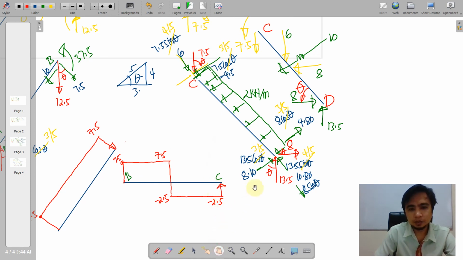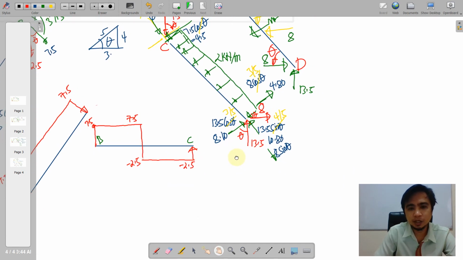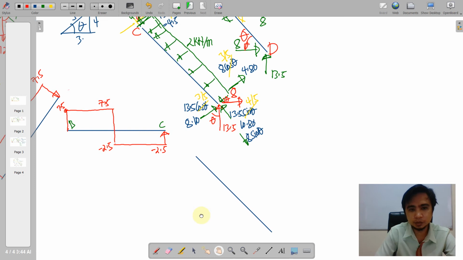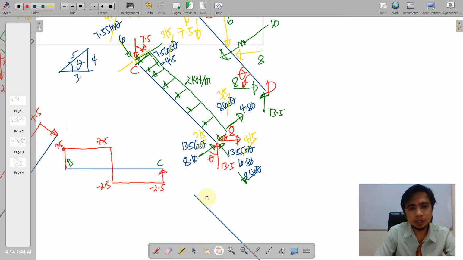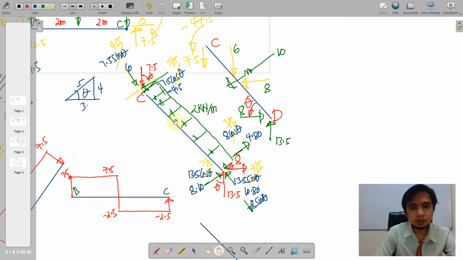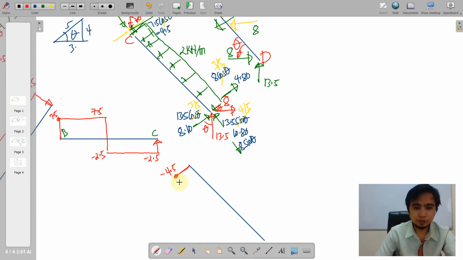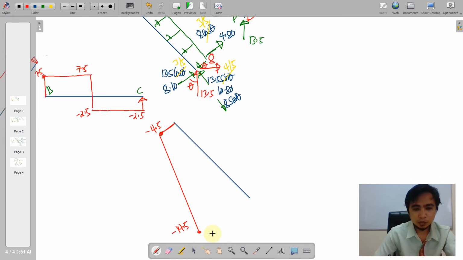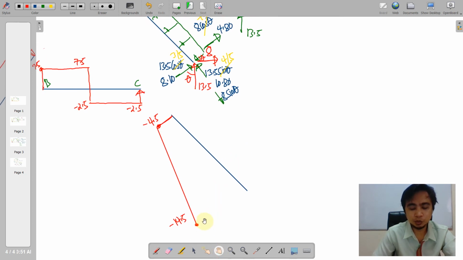Okay, so moving on to the diagonal CD. Okay, so first we have here the inward 4.5, and then we less the area 5 by 2, that is 10. Okay, that is inward also. So negative 4.5 minus 10, that is negative 14.5. So we proceed to this joint. So obviously it should close it to 0.